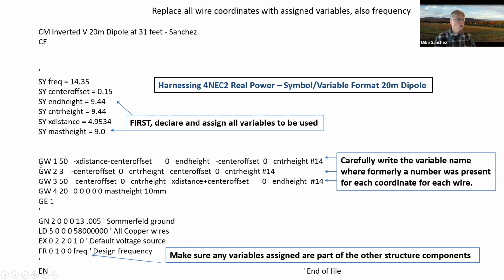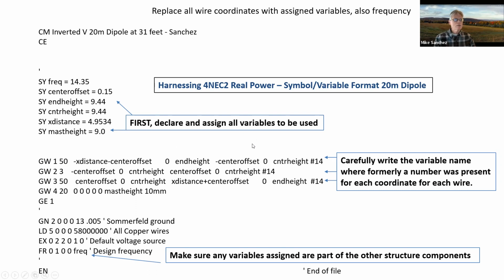So in the first wire, as you recall, we have GW1, and this is the number of the wire and the number of segments. And then we have encoded the first coordinate with minus X distance. And if you recall, these wires are X, Y, Z, okay?